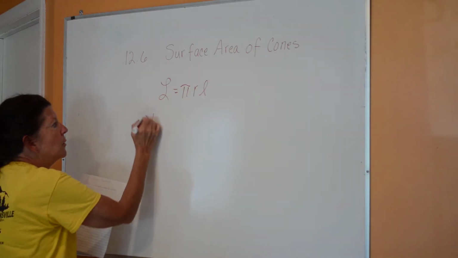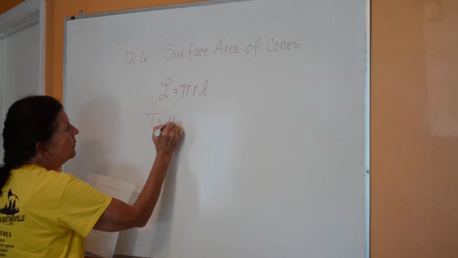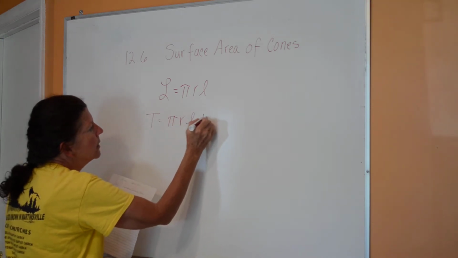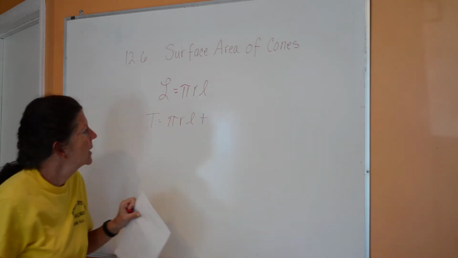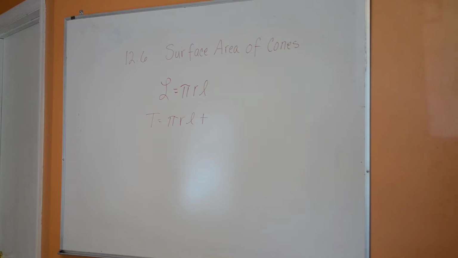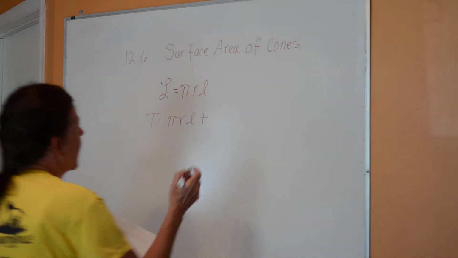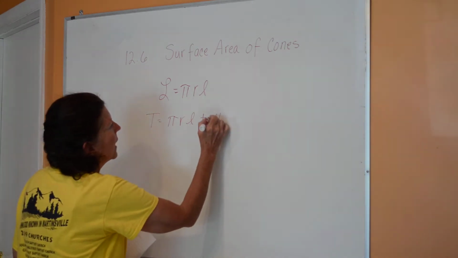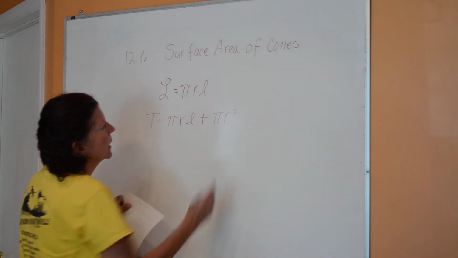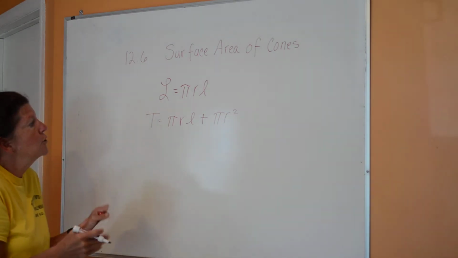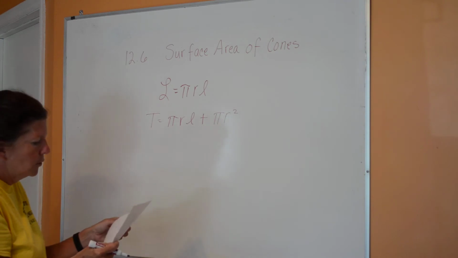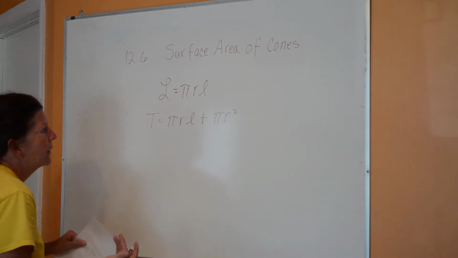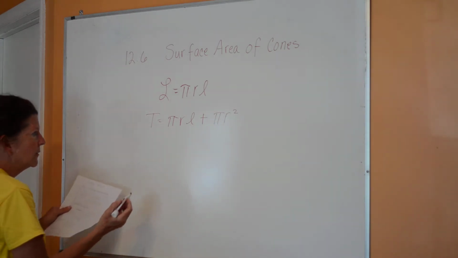So then your total area would be your lateral area plus the area of the base. The area of the base, of course, is a circle, so you know that the area of the base is pi r squared. So using that, you should be able to find the total surface area or the lateral area of a cone, depending on what they asked you to find.